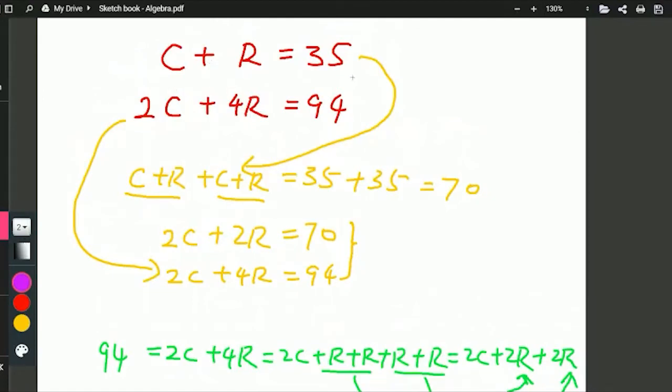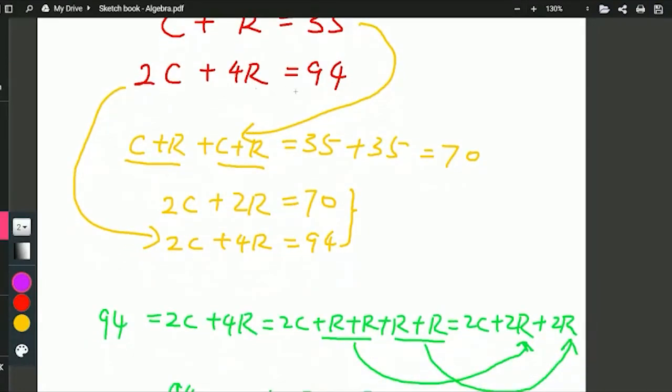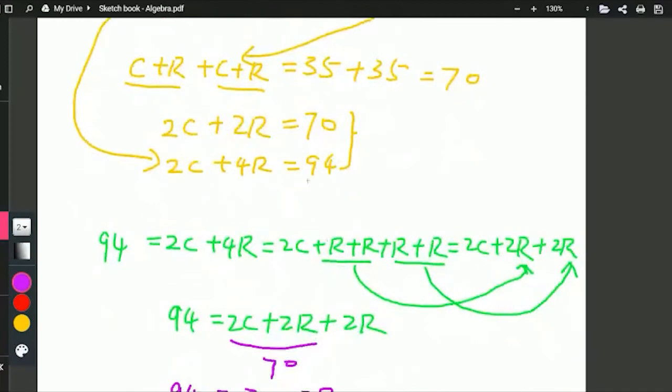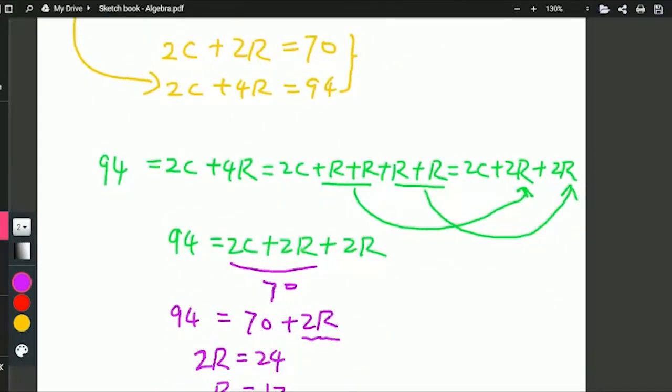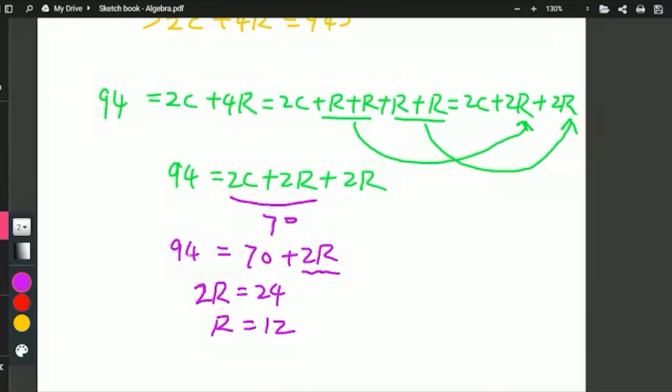Since C plus R is 35, then 2C plus R plus C plus R should be 70. Therefore, I have 2C plus 2R is 70, and I have that 2C plus 4R is 94. By replacing this 4R with 2R plus 2R, I have 2C plus 2R plus 2R equals 94. And this part is 70. Therefore, we have 94 equals 70 plus 2R.